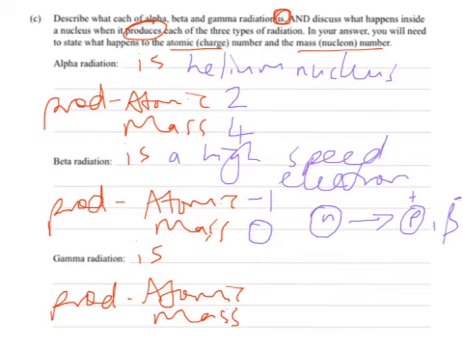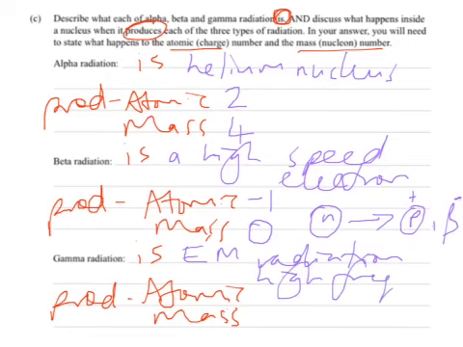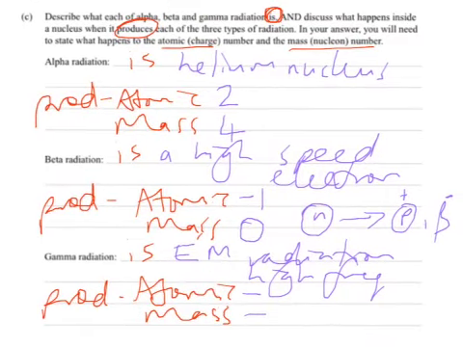Anyway, gamma radiation is just EM radiation, high frequency. The atomic number doesn't change, the mass number doesn't change, but what usually happens is there's excess energy in that atom, and that energy is just given off as radiation. So that's how gamma radiation forms. It's pretty exciting, really. I think that's the rest of the question. There we go.